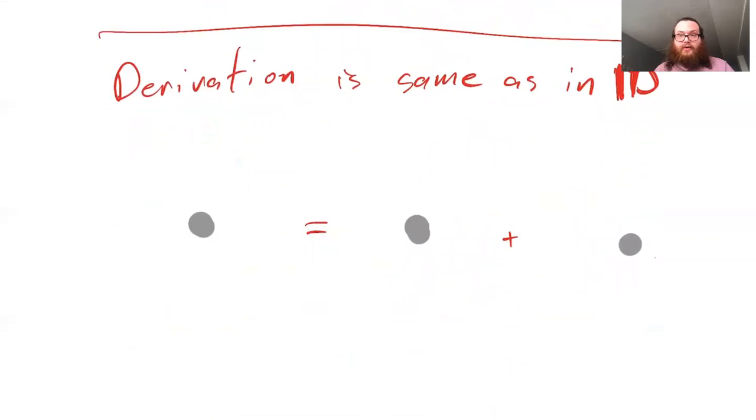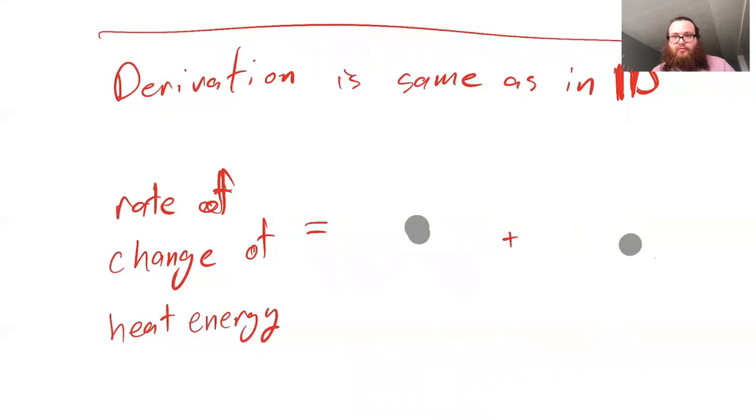So the question is, how do we get to this equation? Well, the derivation is exactly the same as in one dimension. What we're interested in first is the rate of change of heat energy. Pick a region of space, take your material, compute the total amount of heat energy in there, and just take a time derivative.